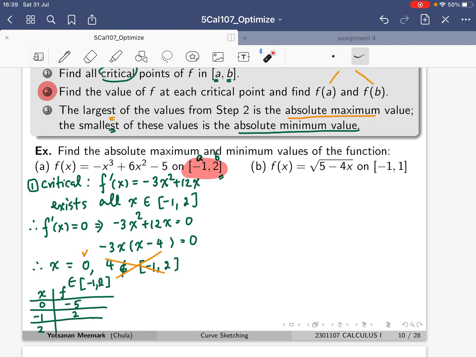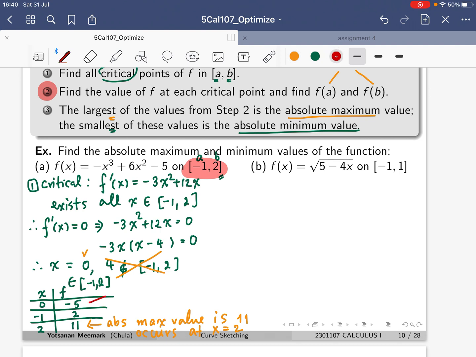If your x is 2, you have negative 8, you have 6 times 4, which is 24, and then minus 5. So you have 24 minus 13. So it is 11, is it? Is that correct? So here is 11. Which one is the highest? Which one is the largest value? Here is the largest. So this one is the absolute maximum value, 11, and it occurs at the point x equals 2.